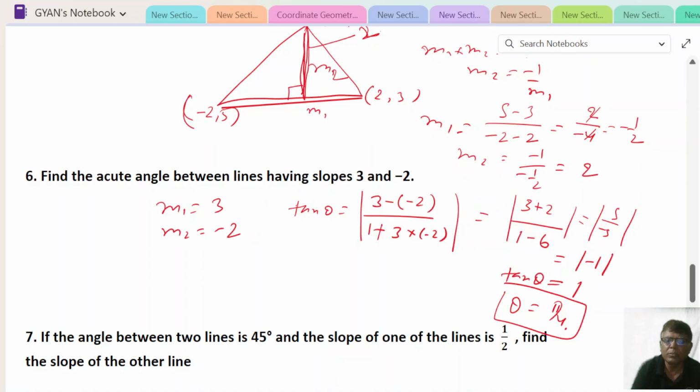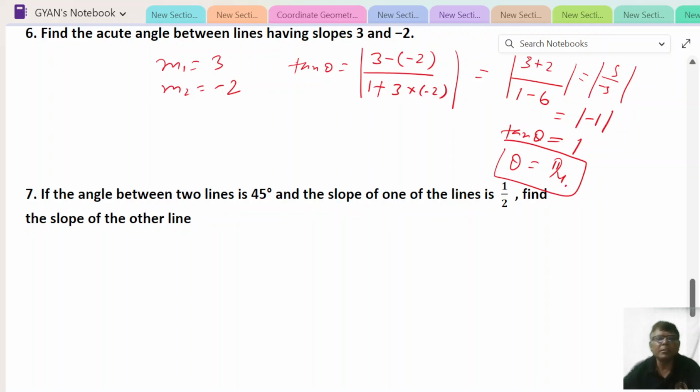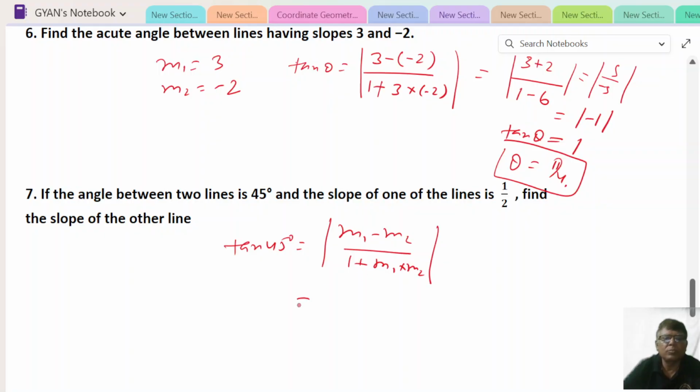Now come to question number 7. If the angle between two lines is 45 degrees and the slope of one is half, then find the slope of the other. So tan 45 degrees is equal to mod of m1 minus m2 divided by 1 plus m1 into m2. Suppose m1 is half, then half minus m2 divided by 1 plus half into m2, and this is equal to 1. So this may be negative or positive also.